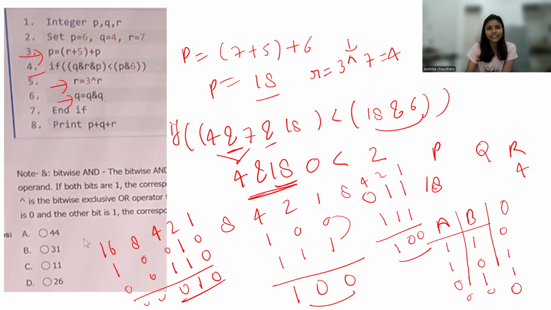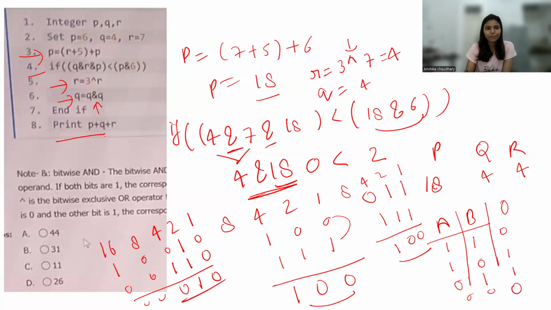Now Q assign Q and Q. So in my previous video, I discussed that whenever there is a bitwise AND with same values, we have to take the AND, so the answer will be that particular value only. So Q will have only Q's value. Q was never updated, so it will become 4 only. So I am writing it here.